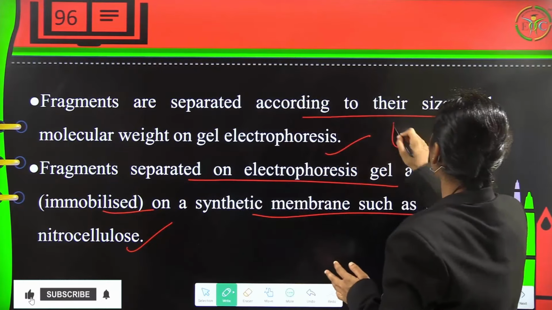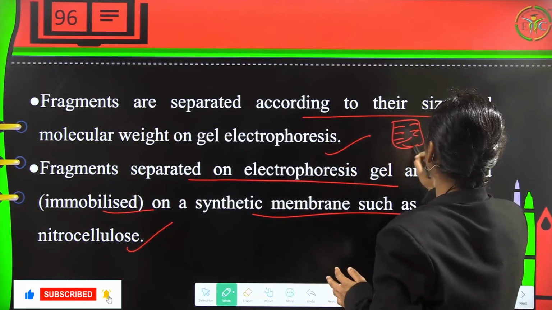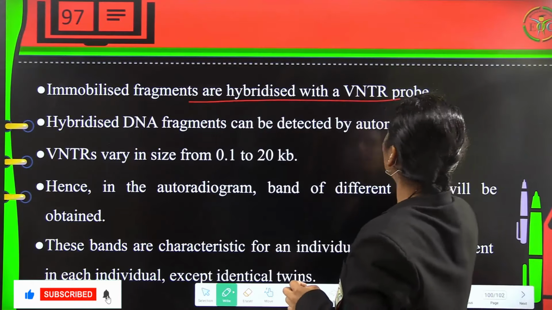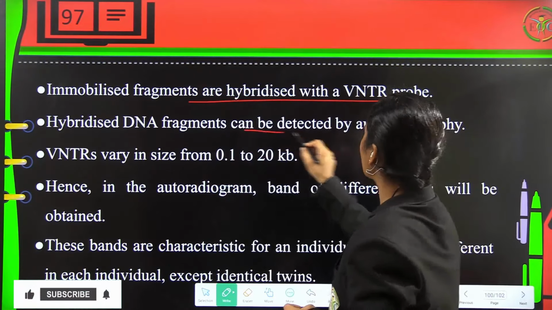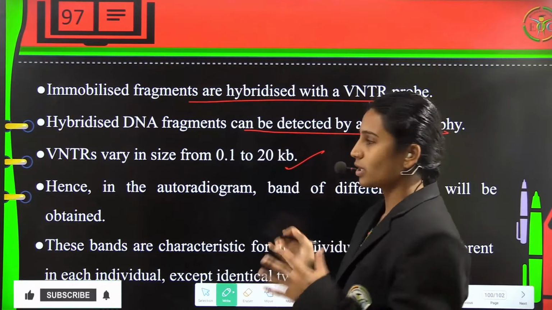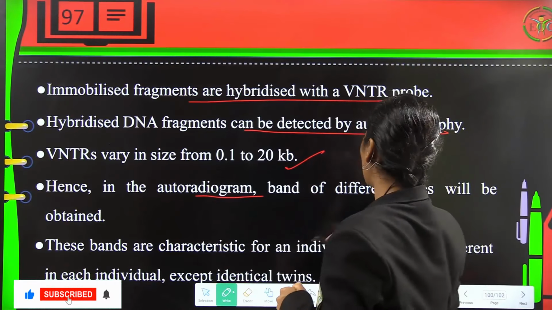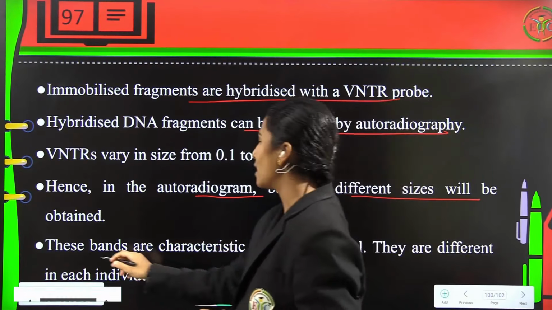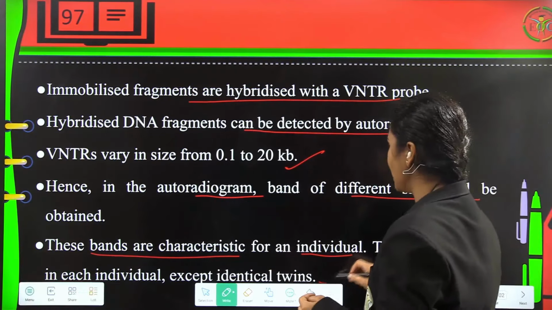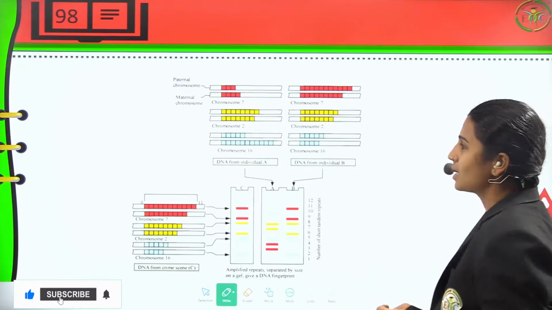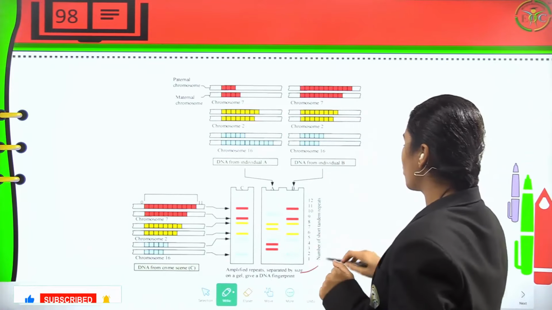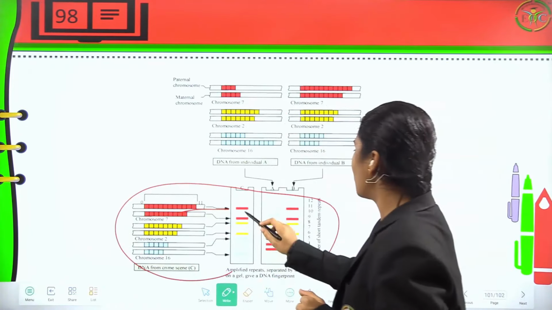So there will be fingerprints like this. You will have bands which would have been created on this blotting paper. The immobilized fingerprints are hybridized with a VNTR probe, and hybridized DNA fragments can be detected by autoradiography. VNTRs vary in size from 0.1 to 20 kb. Hence in the autoradiogram, bands of different sizes will be obtained, and these bands are characteristic for every individual. They are different for every individual except identical twins. So this is how the electrophoresis is done, and these are the bands.